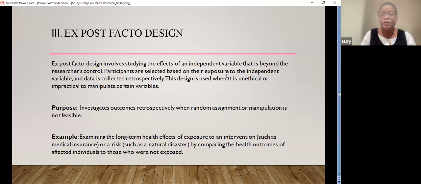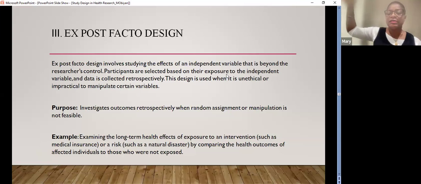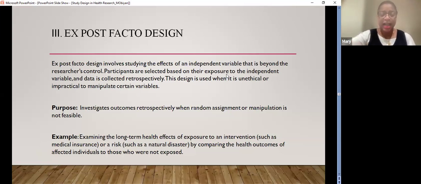And then, for example, medical insurance. You want to see the long-term effects of exposure to this intervention, medical insurance, on health outcomes. So I'm going to look at people that have medical insurance. Did the use lead to improved health outcomes or not? So I examine the exposure to the risk or protective factors in relation to the outcome. Next slide, please.